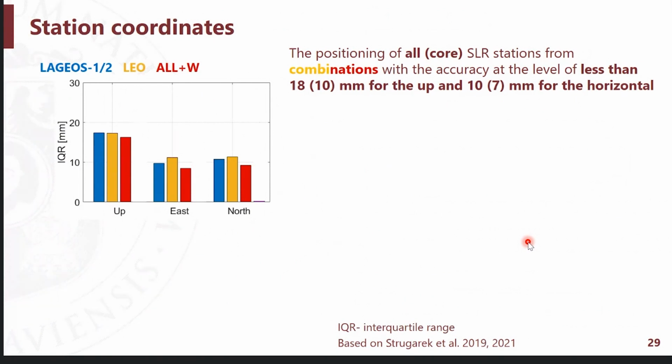The figure shows station coordinates, the interquartile ranges of the up, east, and north components of over 30 stations. For the solutions, we consider only SLR to Lageos 1-2 satellites, the 9 LEO solution, and the weighted multi-satellite combination, where 3 different types of satellites were used. The positioning of all stations for the multi-satellite combinations is at an accuracy level of less than 18 millimeters and 10 millimeters for the up and horizontal components respectively. For core stations, it's even better, at the level of 10 and 7 millimeters.